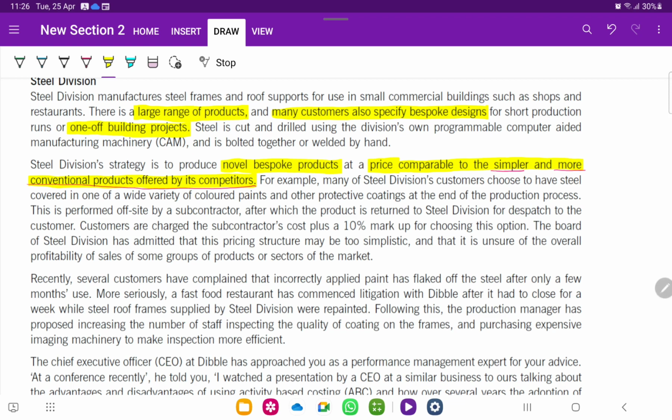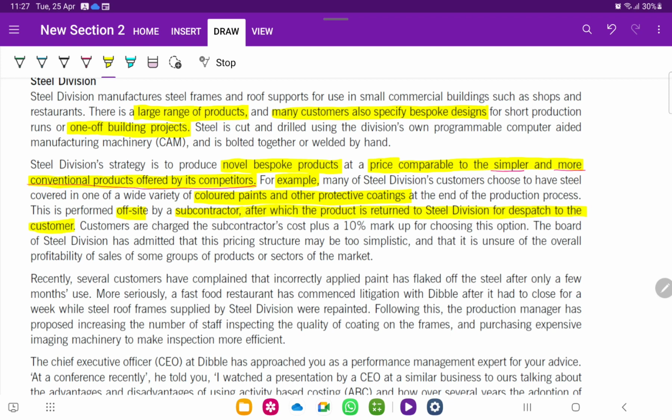For example, many of the steel division's customers choose, now here is an example, many of the steel division customers choose to have steel covered in one of a wide variety of colored paints and other protective coatings at the end of the production process, right? This is a kind of request, a kind of requirement by the customer. This is performed off-site by a subcontractor, after which the product is returned to the steel division for dispatch to the customer, right?